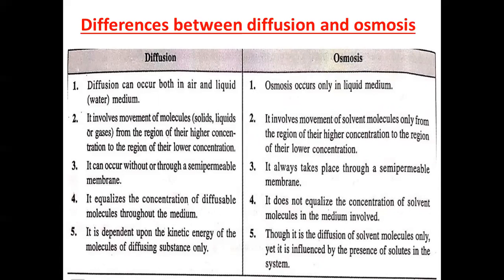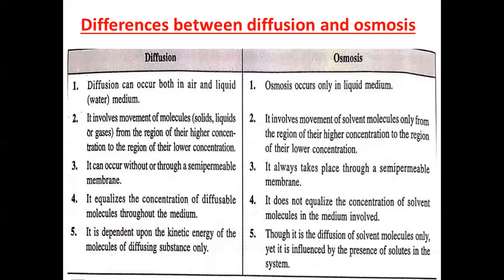So we'll see one by one. Diffusion can occur both in air and liquid. Clear? Osmosis occurs only in liquid medium. So osmosis is a kind of diffusion, we can say. Now, diffusion involves movement of molecules, solid, liquid, or gases from the region of their high concentration to the region of their lower concentration. Osmosis involves movement of solvent molecules only from the region of their higher concentration to the region of their lower concentration. Clear? Here it is in terms of solvent, but there solid, liquid, and gas, all three.